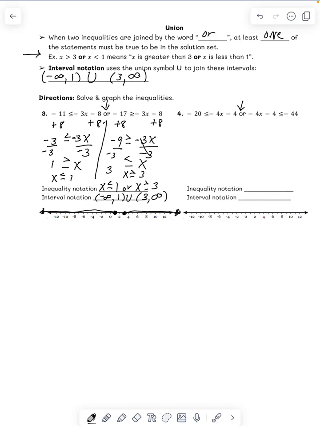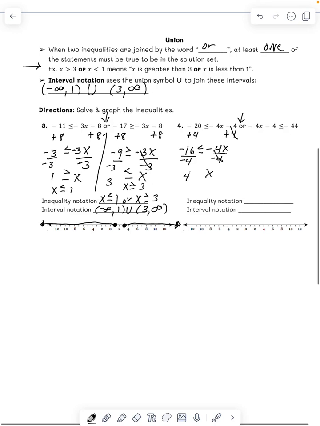All right, so let's do our last example. So I'm going to start by adding 4. Adding 4, I get negative 16 is less than or equal to negative 4x. I'm going to divide by negative 4, divide by negative 4, and I'm going to get 4 is less than or equal to x. Whoops, I divided by a negative. So let me make sure I flip my sign. And then if I was going to change x to the other side, you just want to make sure that the alligator is still eating the 4.